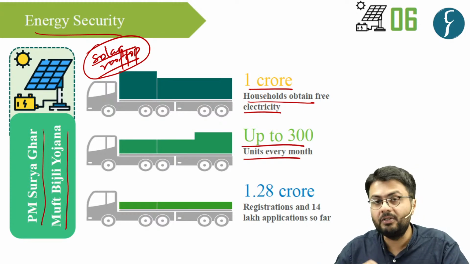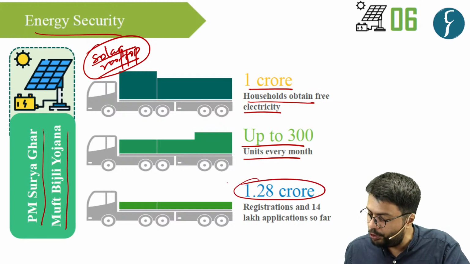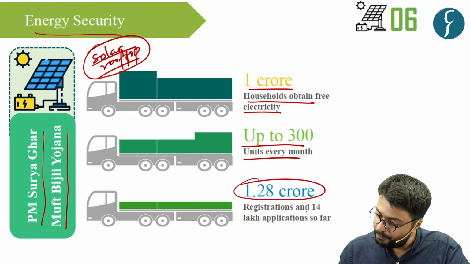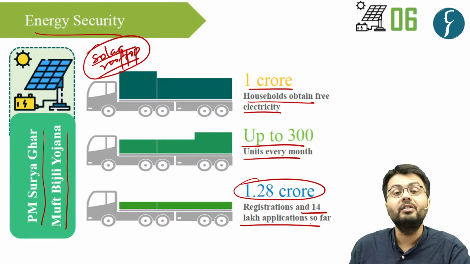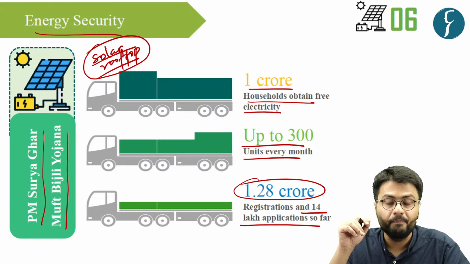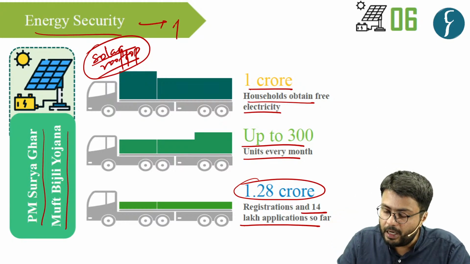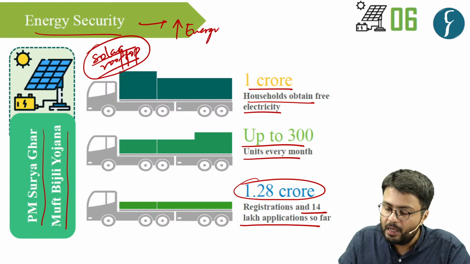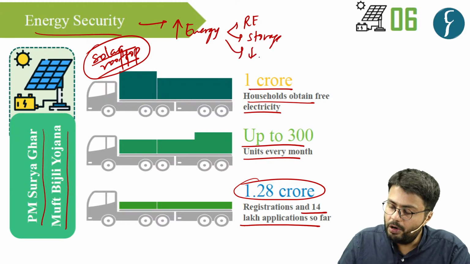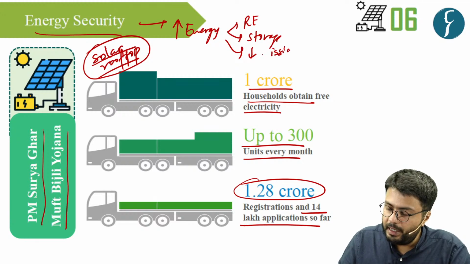Now, as far as this scheme is concerned, as many as 1.28 crore registrations have taken place and 14 lakh applications were received by the government so far. So all you can understand from this chapter is that the government is looking to increase its energy security through developments in the renewable energy sector, development of storage infrastructure, and also reducing the emission intensity of thermal plants as well as the MSME sector.